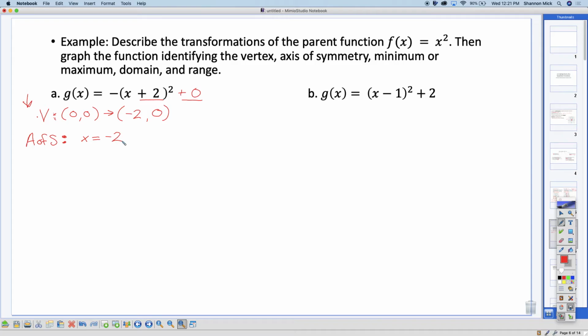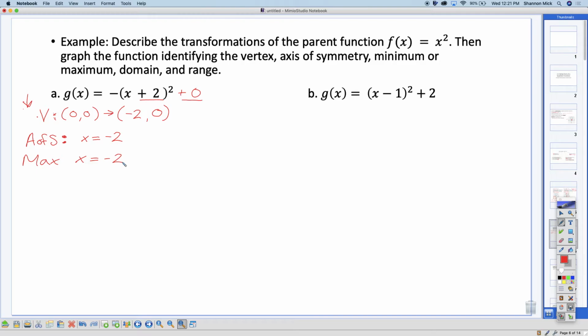Okay. Then what else does it say? Min or max? That'd be minimum. Would it be a minimum? It opens what direction, guys? Down. So it wouldn't be a minimum, it would be a maximum. So I'd have a max at where? X equals -2. You need the x.